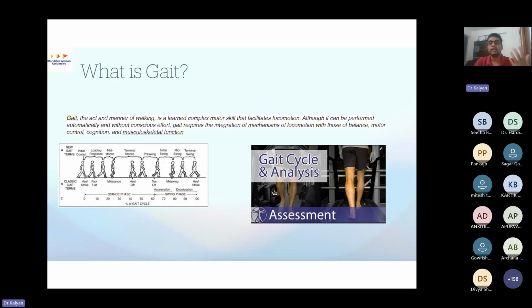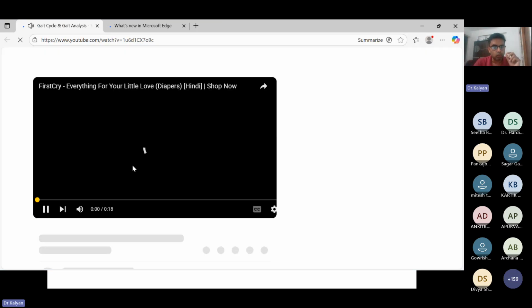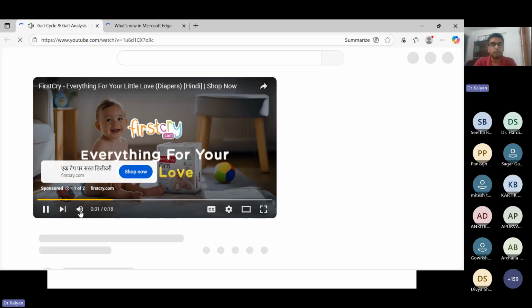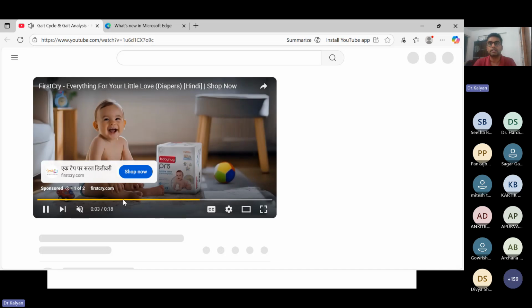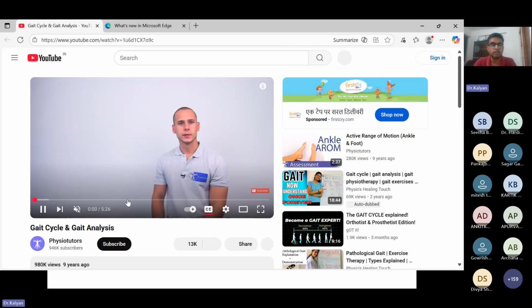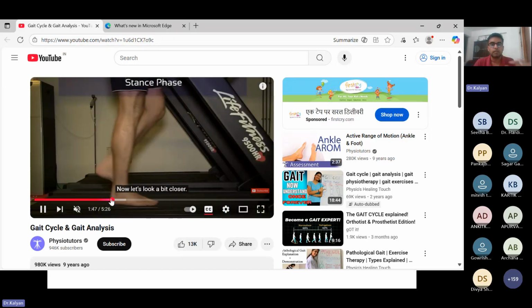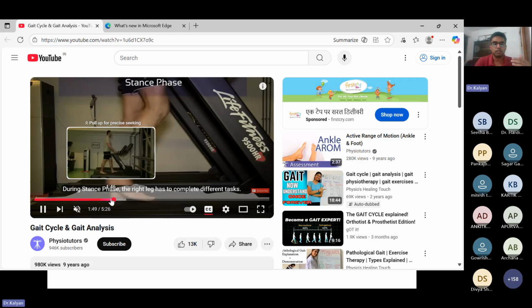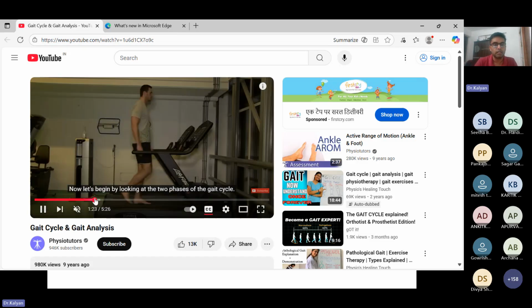So what is gait analysis? I will quickly open this video, but I will not let you watch the entire video. I'll just fast forward to quick places where I can show what gait analysis actually means. So this person is walking on the treadmill. Okay, I've muted the thing. We'll just look at this. So I'll just go back to this.